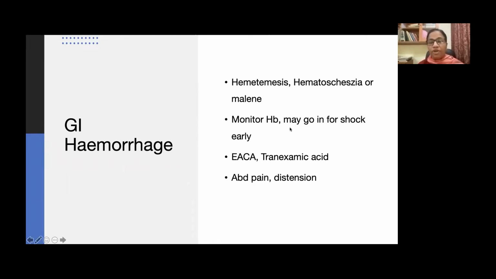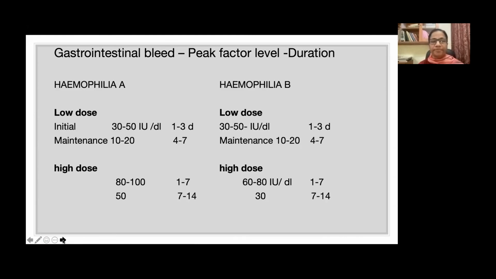The child may go into shock at any time with a massive concealed hemorrhage. We can give tranexamic acid and epsilon aminocaproic acid in addition to factor, which you can give in any bleed. The child will have to be monitored for abdominal pain and distension, and investigated accordingly.